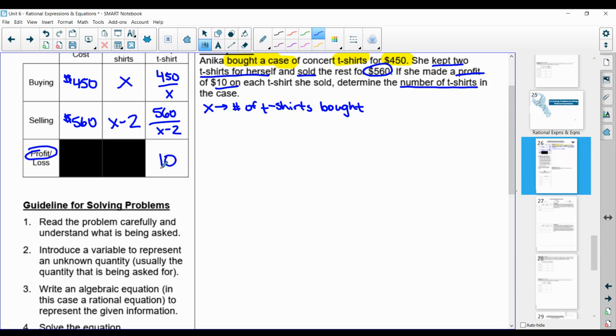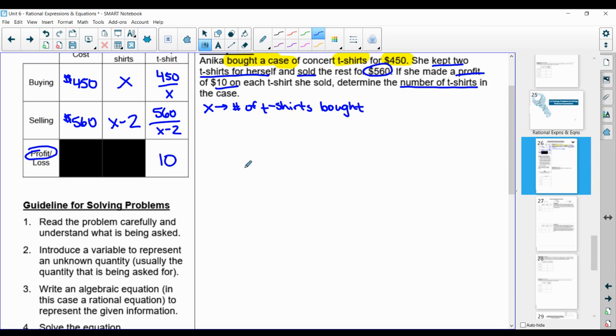Now, in this case, we're looking at our profit. We have a profit of $10. That means the amount that we sold each t-shirt for was more than what we purchased them for. So our selling price minus our purchase price would give us our profit. And again, remember, we're looking at the selling price per t-shirt.